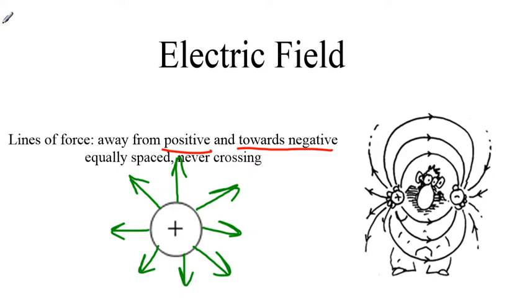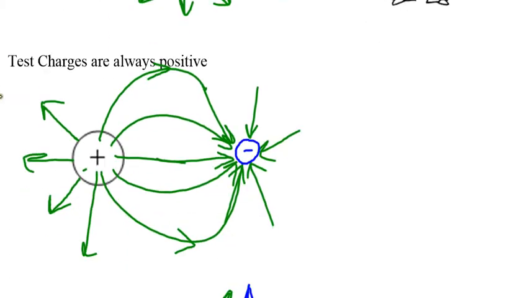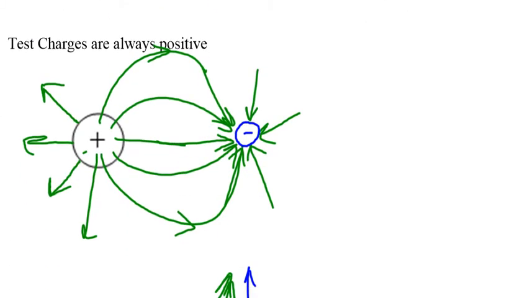Now, the reason why we are always going away from the positive and toward the negative is because originally, when the scientists were creating these electric field lines, this is to visualize something that you can't see, they would charge a small test charge, a small sphere, put it in an electric field and watch how it moved, or also be able to see what force is being applied to that particular test charge and what the direction of that force was. And using that, they would be able to follow it and draw the lines of force for the electric field.